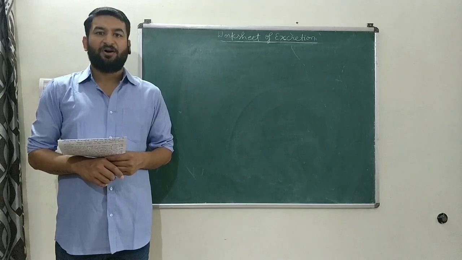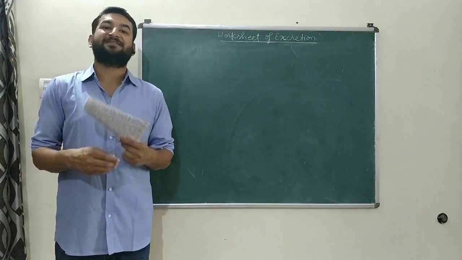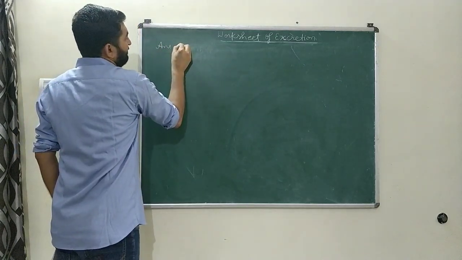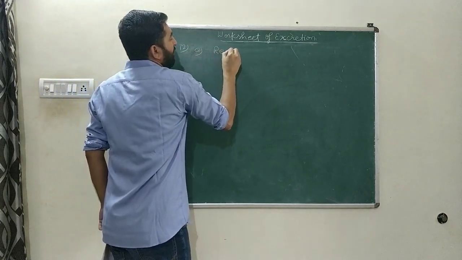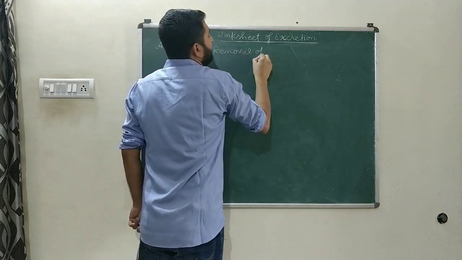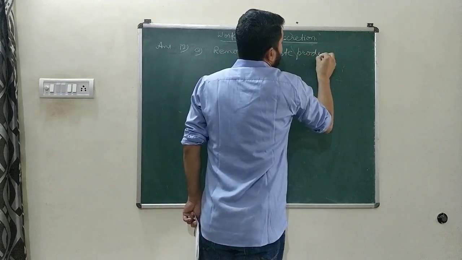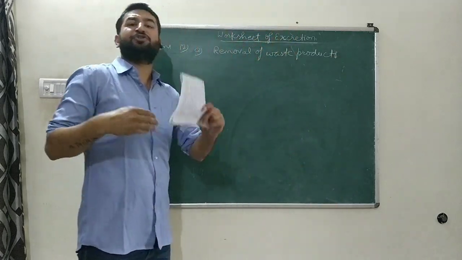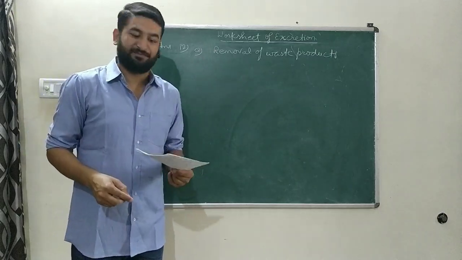Question number 12 of your worksheet is composed of three parts, A, B and C. The A part is define excretion. What is excretion? Removal of waste products out of the body is known as excretion. Or you can say elimination of the waste products out of the body is known as excretion.